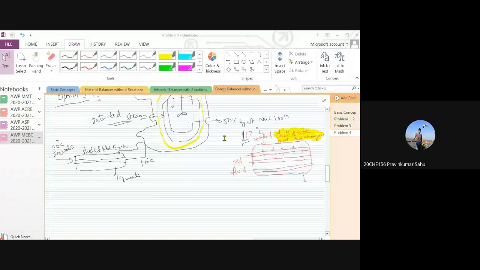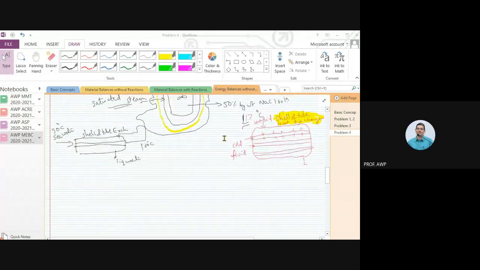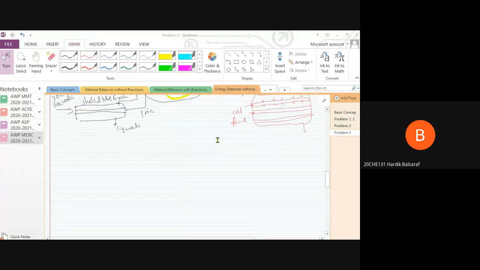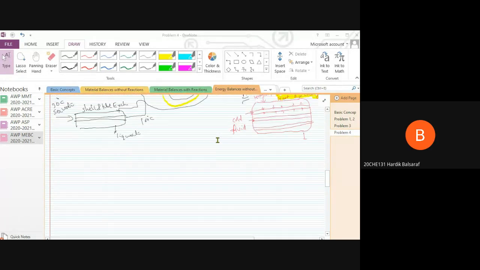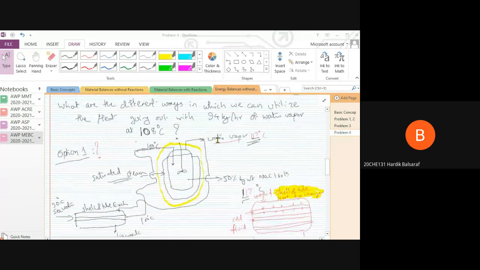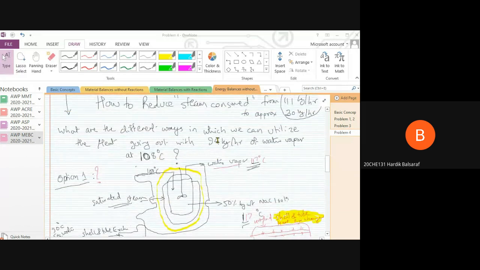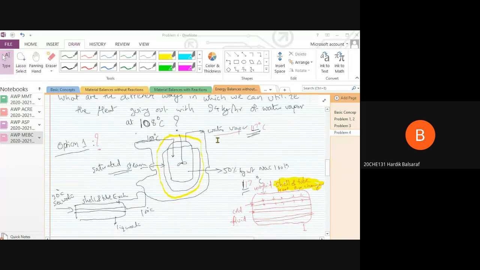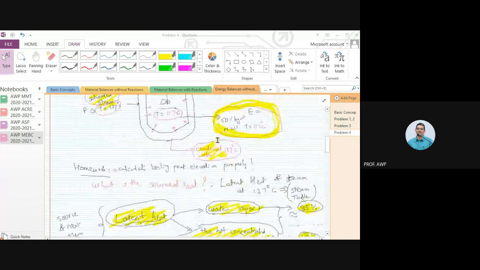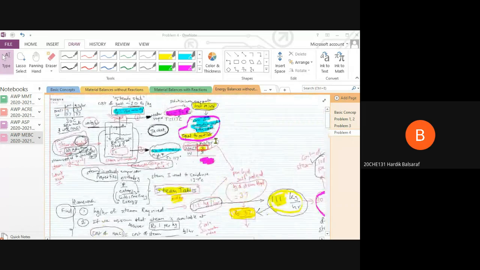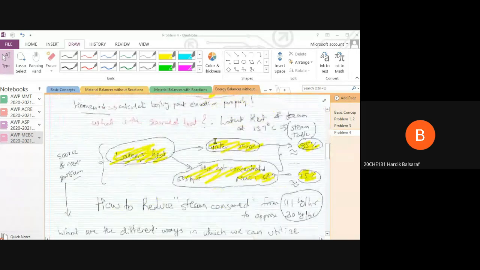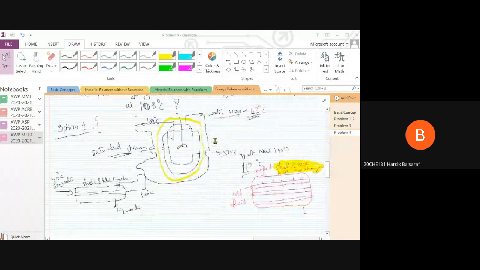Excuse me, sir. Sir, we can play with pressure. Yeah, 1 second, Hardik, go ahead. 1 second, Praveen. Could you please repeat the first process again? Which process? The seawater one. I'm asking about the seawater at 90 degrees Celsius, when we heat the seawater and it enters the shell and tube heat exchanger.